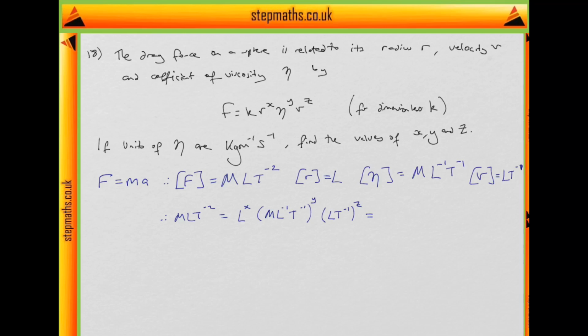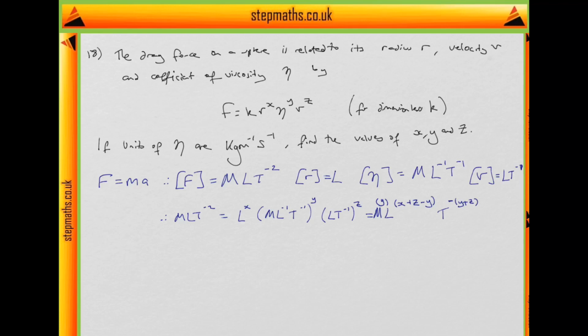Well, what we're going to do is group them together. So that's equal to L to the power of x from here, minus y from here, plus z from here. So x plus z minus y. Similarly, we'll group the mass together. We only have one mass, that's mass to the y. We'll put that at the front because that's the side it's on in the force. That's M to the y. And then time. So from here we have T to the minus 1, so minus y, and we have a minus z. So that's to the power of minus y minus z.